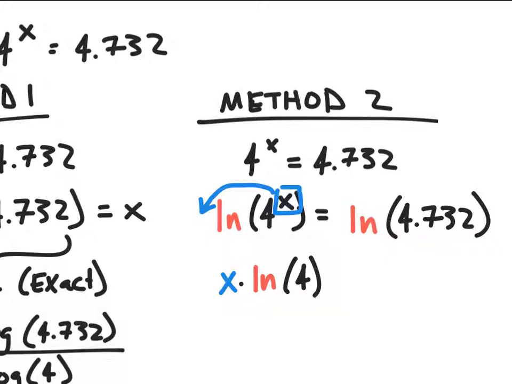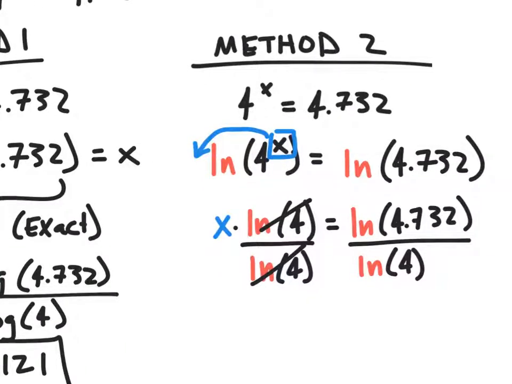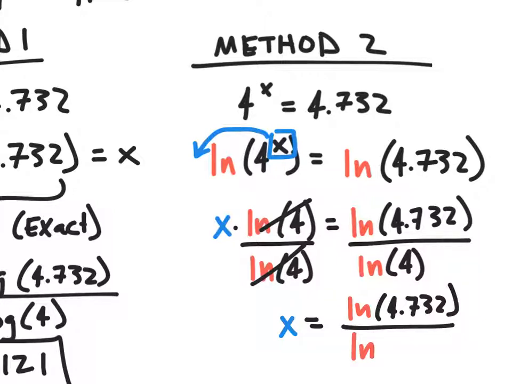The x is gone, the x is out front now, okay? And then that's going to equal the natural log of 4.732, okay? Now what I can do is divide both sides by the natural log of 4 and do the same thing over here. These parts here are going to divide out, and you are left with x is equal to the natural log of 4.732 divided by the natural log of 4.